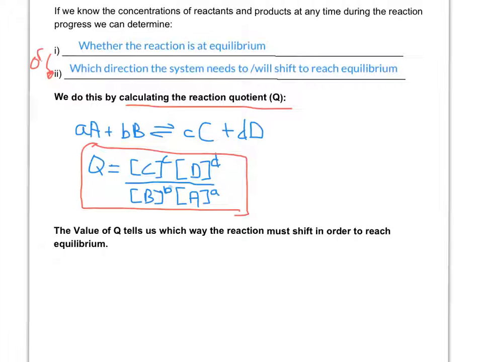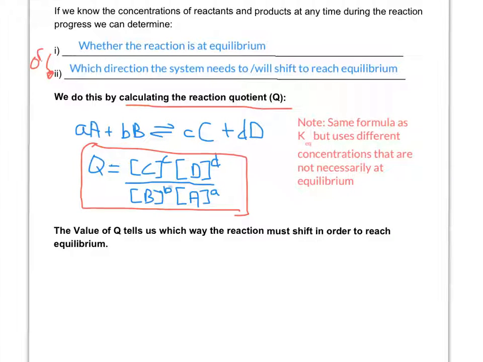The concentrations of our products are over the concentrations of our reactants, each raised to the exponent of its coefficient, like we see here. The thing to note is that we're using exactly the same formula as K equilibrium, but with different concentrations. The concentrations we use to calculate reaction quotient are not necessarily the concentrations at equilibrium. We calculate reaction quotient because it can tell us which way the reaction must shift in order to reach equilibrium.